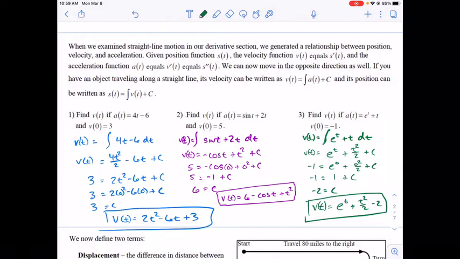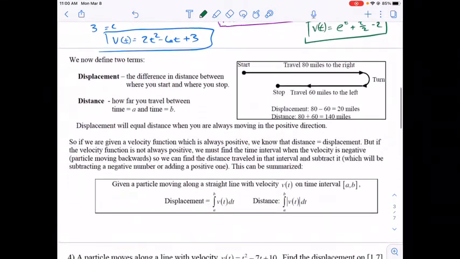Okay, now the same will be true if we're trying to find a position function, starting with the velocity function. If we were going to look for the position function here, we would just take the antiderivative of any of our velocity functions here. So now let's look at this next part.